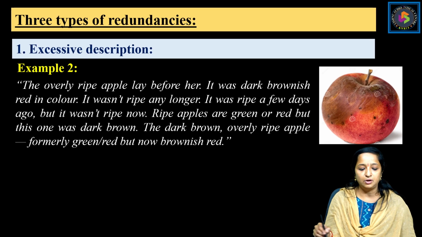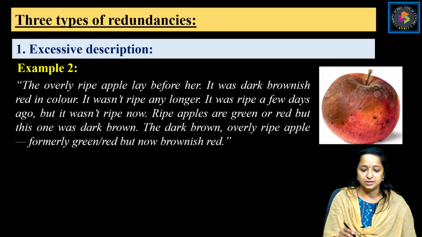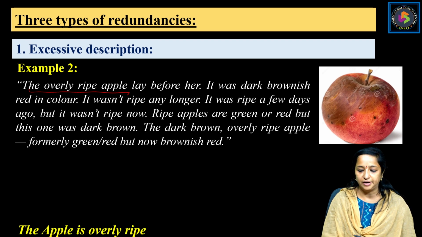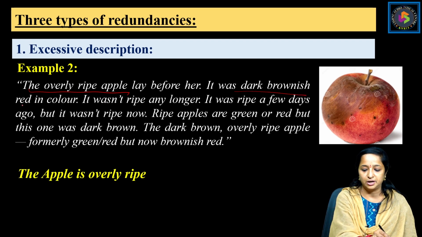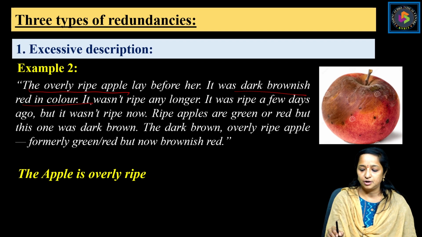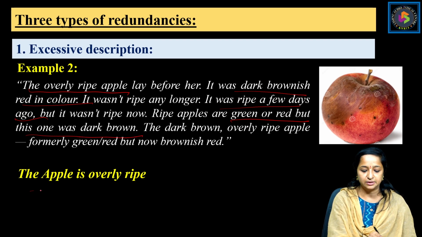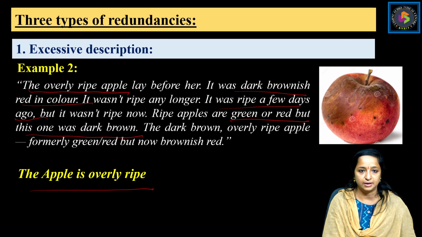So here, overall in the paragraph, we can see that the overly ripe apple is the one that is dark brownish red in color. It was ripe a few days ago, or green or red, but this was not dark brown. So simply we can say that the apple is overly ripe.